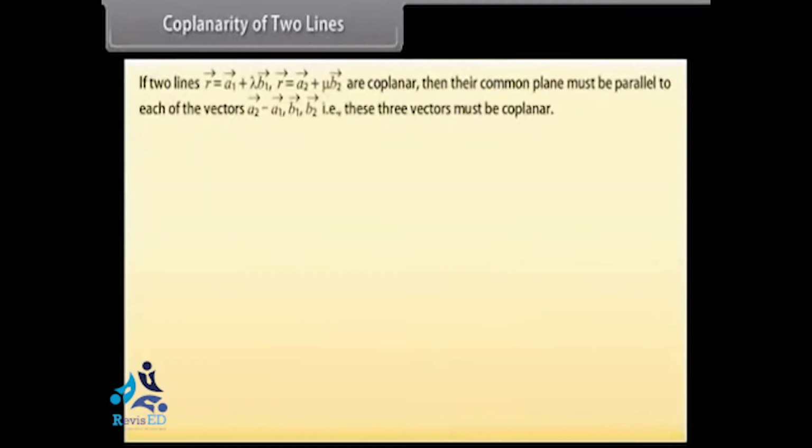Coplanarity of two lines. If two lines, vector r equals vector a1 plus lambda vector b1, and vector r equals vector a2 plus mu vector b2, are coplanar, then their common plane must be parallel to each of the vectors vector a2 minus vector a1, vector b1, vector b2. That is, these three vectors must be coplanar. Therefore, the dot product of vector a2 minus vector a1 and the cross product of vector b1 and vector b2 equals 0.